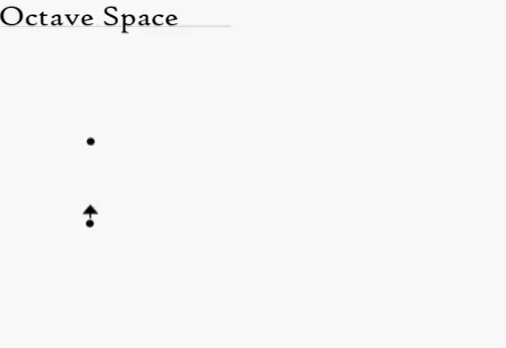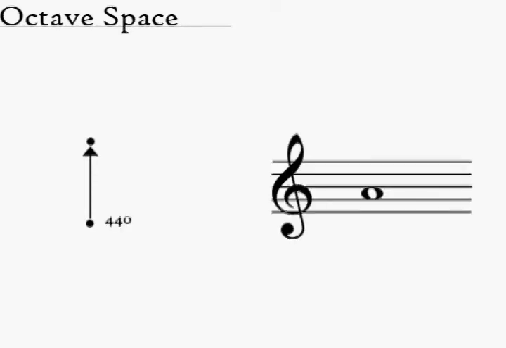Octave equivalence is one of the oldest and most common relationships in music theory, dating back to Pythagoras. An octave is a distance between two notes, the higher of which has a frequency twice that of the lower note. For example, given a note with a frequency of 440, an octave above that would be the note whose frequency is 880. In O space, any notes that are one octave apart will be equated.